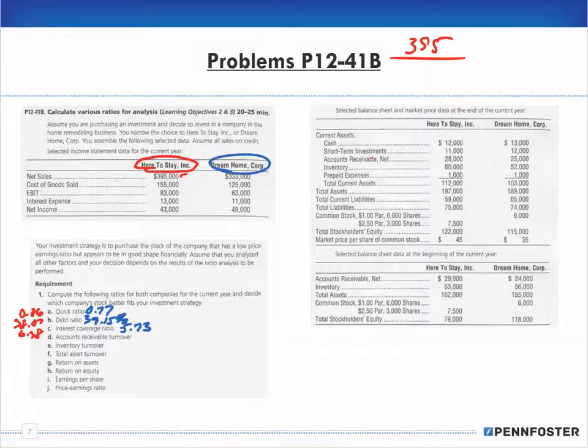Let's see, I'm looking for the average. I have 28. Okay, so this was selected balance sheet data at the beginning of the year, and this is the balance sheet market price at the end of the year. So at the beginning of the year it was 29,000 plus the 28 and divide that by 2. And when you do all of the math for that, you end up with 13.86.